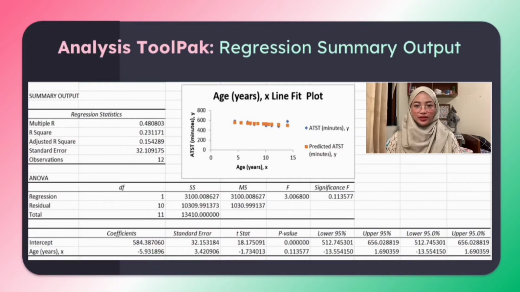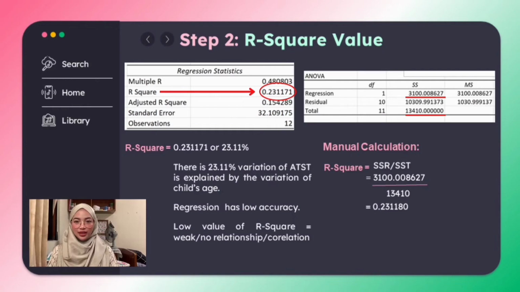Then, insert the data from the table to Excel sheet to calculate regression using Analysis ToolPak. You will get an output like this. To analyze the data, first we need to read the R-square value. It is stated that R-square value is equal to 0.231171. This means there is 23.11% variation of ATST is explained by the variation of the child's age. It also shows that the regression has low accuracy. Small value of R-square also means that there is weak or no relationship between the child's age and ATST.